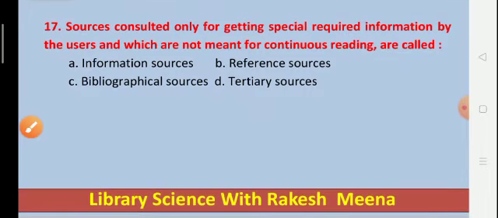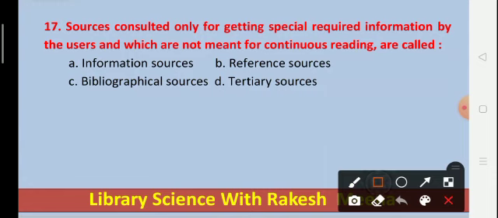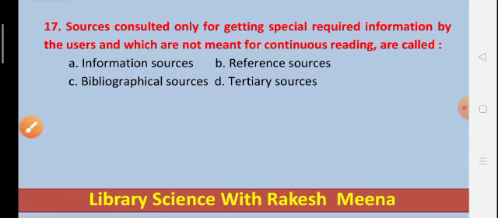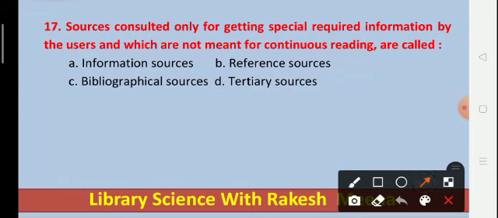Next question, question number 17. Sources consulted only for getting special required information by the users, and which are not meant for continuous reading, are called what? Option A is information sources, option B is reference sources, option C is bibliographical sources and option D is tertiary sources. The correct answer for that question is option B, reference sources. Yes guys, it is option B.